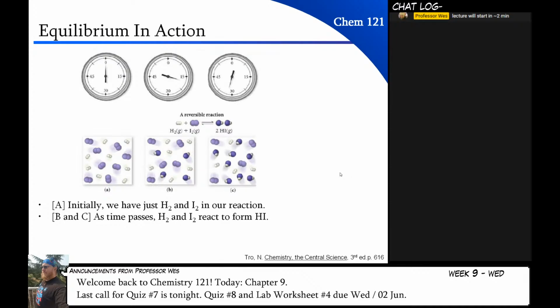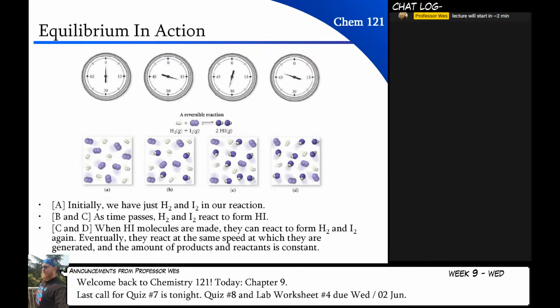And over time, I will accumulate more and more HI, but at some point, the amount of HI that I make will be replaced by H2 and I2 that are made when two HIs that were just made get decomposed somewhere else. And I will be forming them and decomposing them at the same speed. And past that point, the amount of HI in the solution here would not increase.